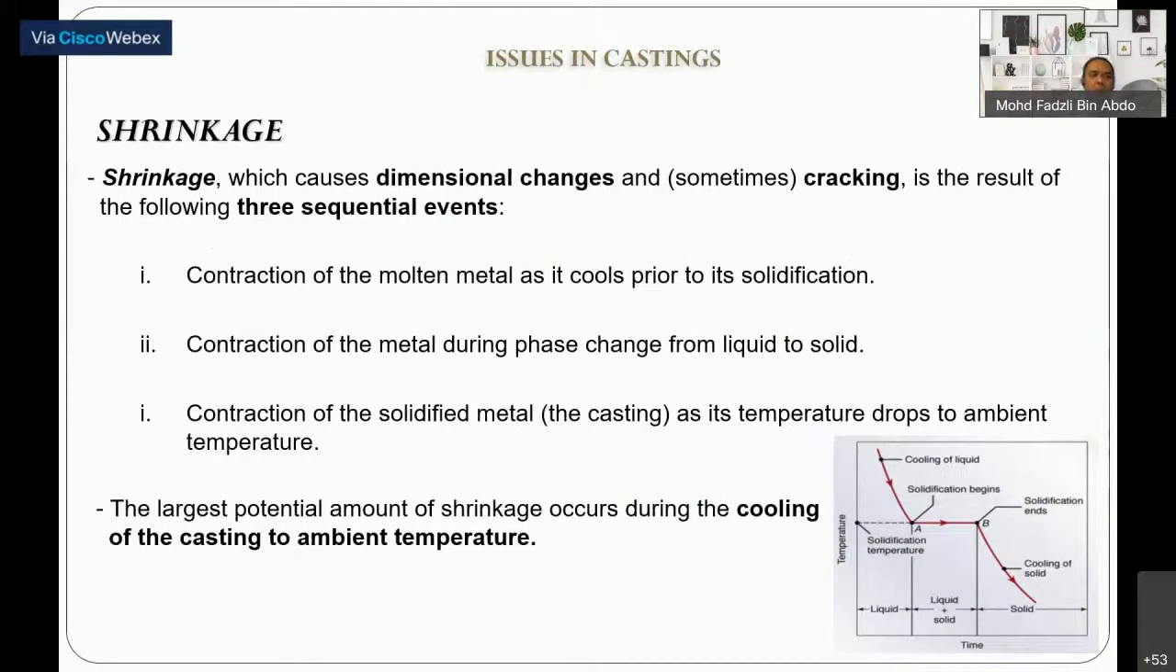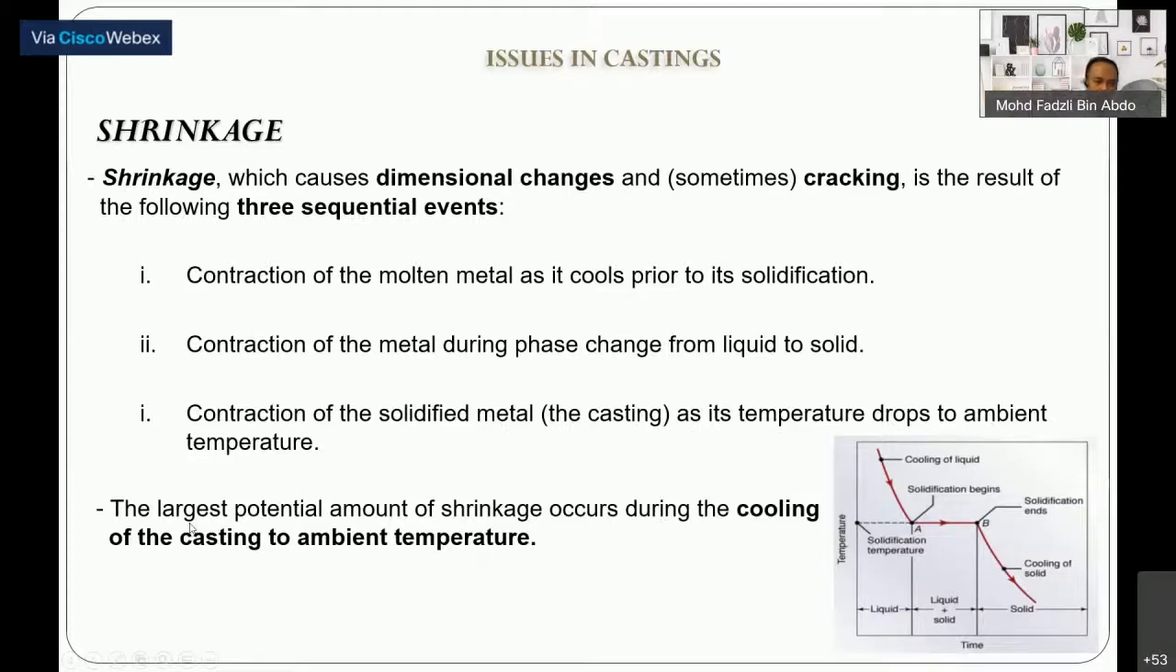Okay, this is the type of the shrinkage. Shrinkage which cause dimensional changes and sometimes cracking is the result of the following three sequential events. Contraction of the molten metal as it's cooled prior to solidify, and then contraction of the metal during phase change from liquid to solid, during the solidification, following the phase changes during the liquid and solid, dia akan ada shrinkage, and then the contraction of the solidified metal, the casting as its temperature drop to ambient temperature.